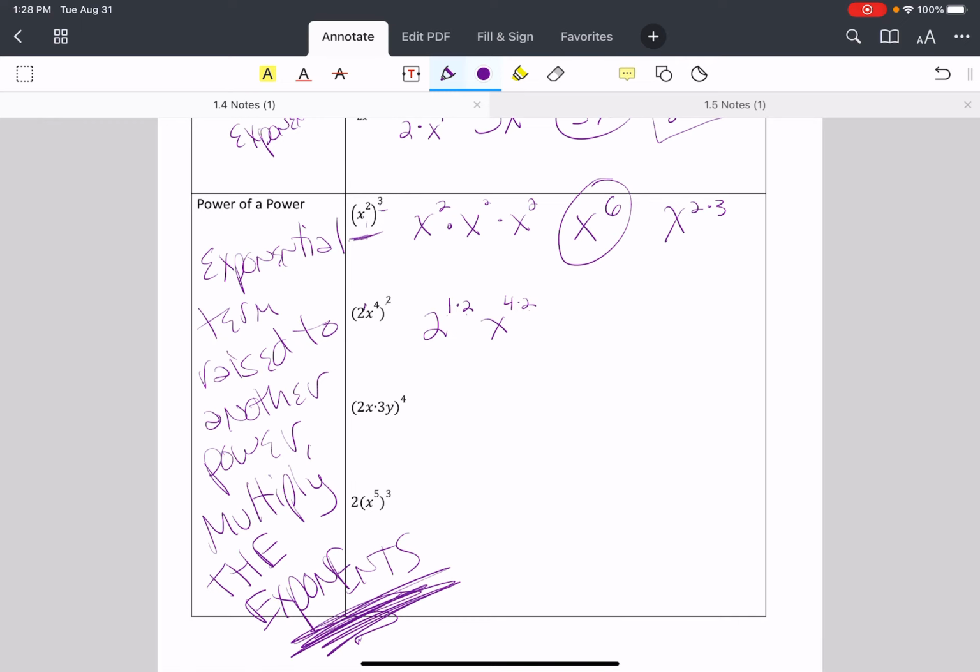We're going to do more of that, okay? You guys see where the 1 came from? It was the invisible exponent, right? Okay. So then my answer on this one is 2 squared x to the 8th.